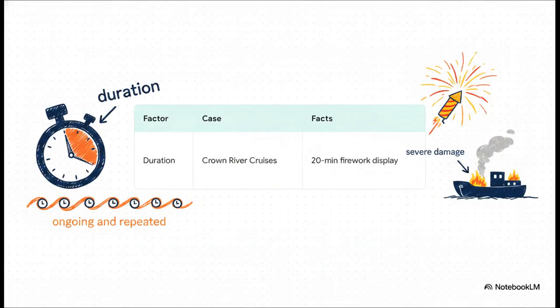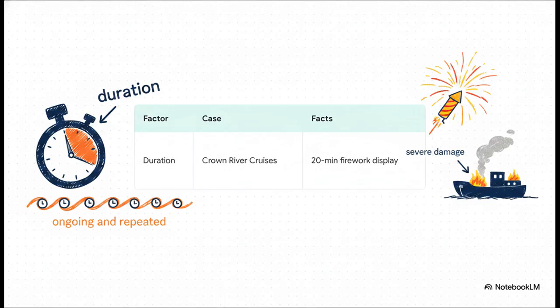Normally, a nuisance is something that happens over and over again. It's an ongoing thing. But look at Crown River Cruises versus Kimbolton Fireworks. That case proves a one-off, 20-minute event can totally be actionable if the fallout is extreme enough. A short fireworks display sent literally flaming debris raining down and completely torched a moored barge. Because the physical damage was that severe, the short time frame didn't save them.